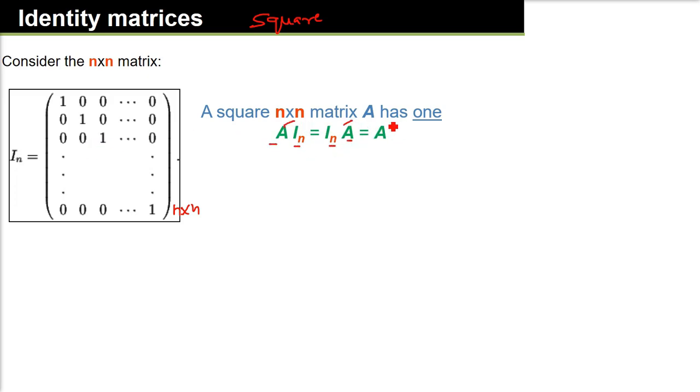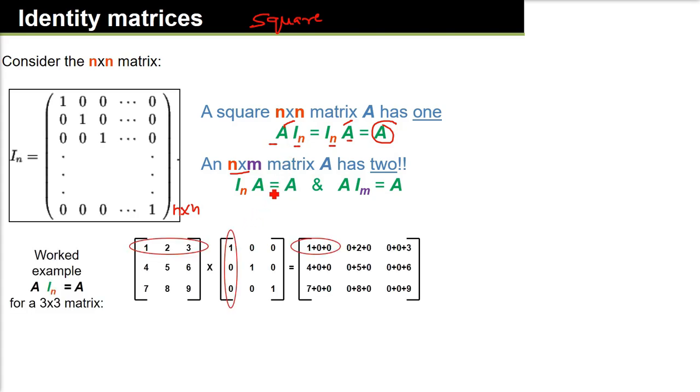But in case of a non-square matrix, if you have n cross m, then the things change. It will have 2 identity matrices, one with the row and one corresponding to the column. Okay, I'm talking about only the square matrix here.